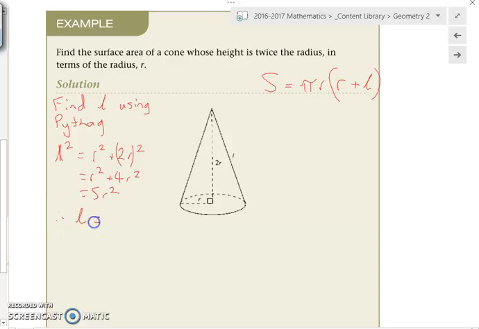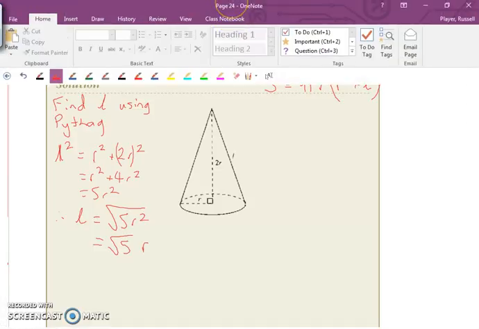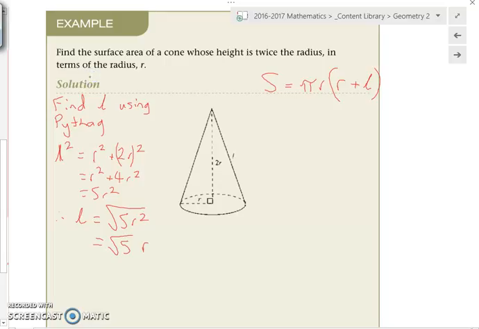Therefore, L equals, okay, can you see what I've done? I've gone, therefore, L equals square root of 5r squared, and then I was able to find the square root of r squared. So our answer is L equals square root of 5 times r. Cool? But it's only the 5 that is square rooted, not the r. That's why there's a bit of a gap between them, so you can tell.